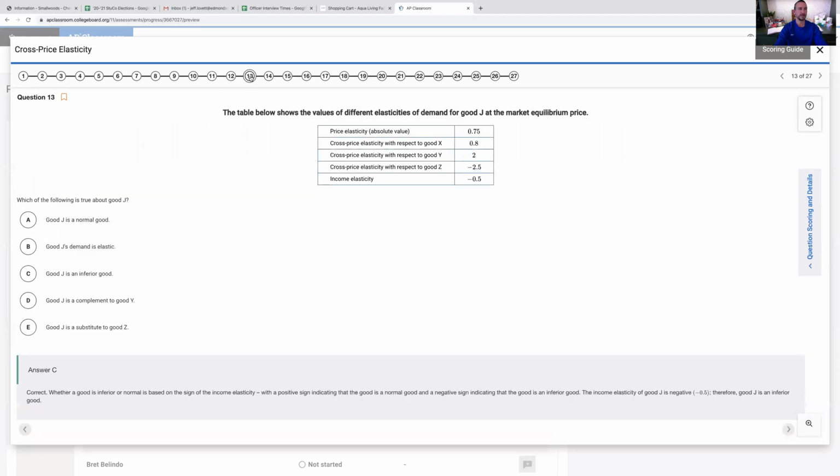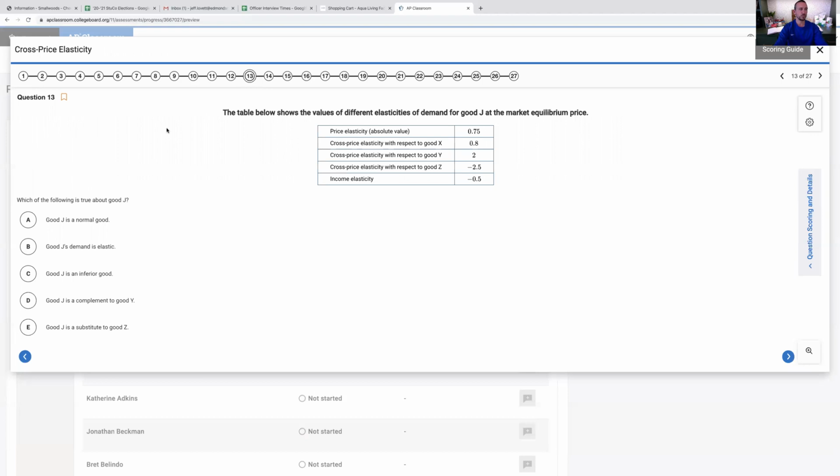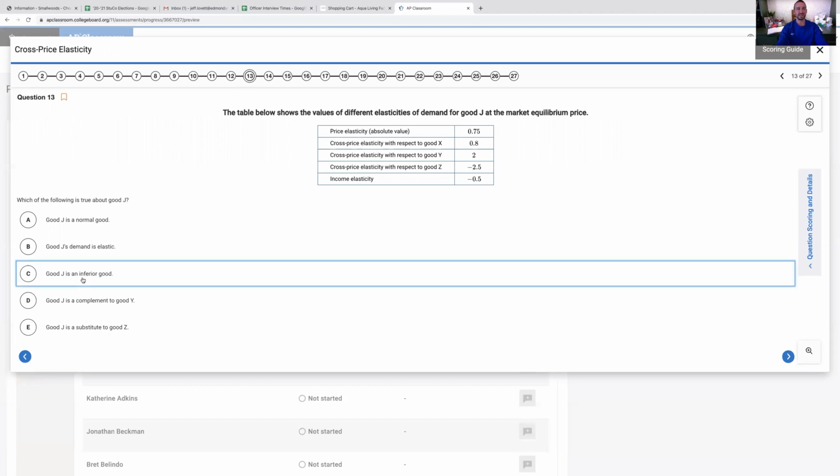Number 13. Okay, it says, which of the following is true about good J? So you have a lot of information over here. Which of the following is true? So your answer here is C, that good J is an inferior good. Your income elasticity is the percent change in quantity when there's a change in your income.